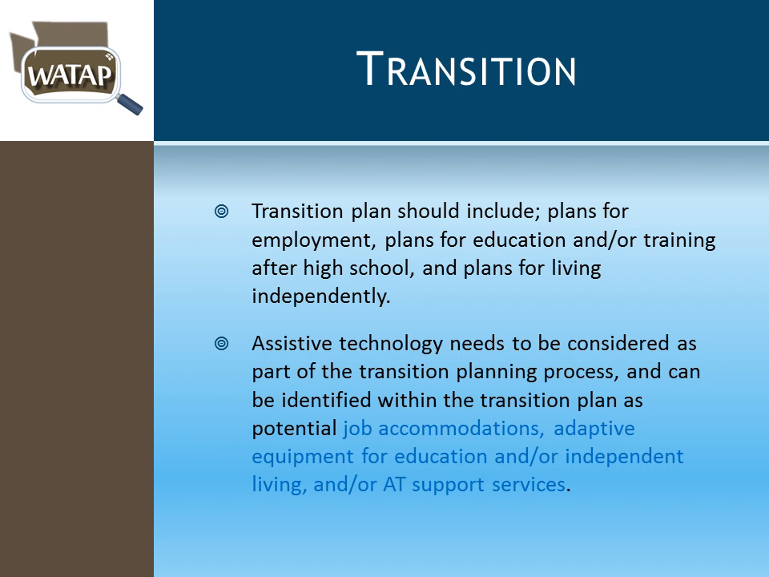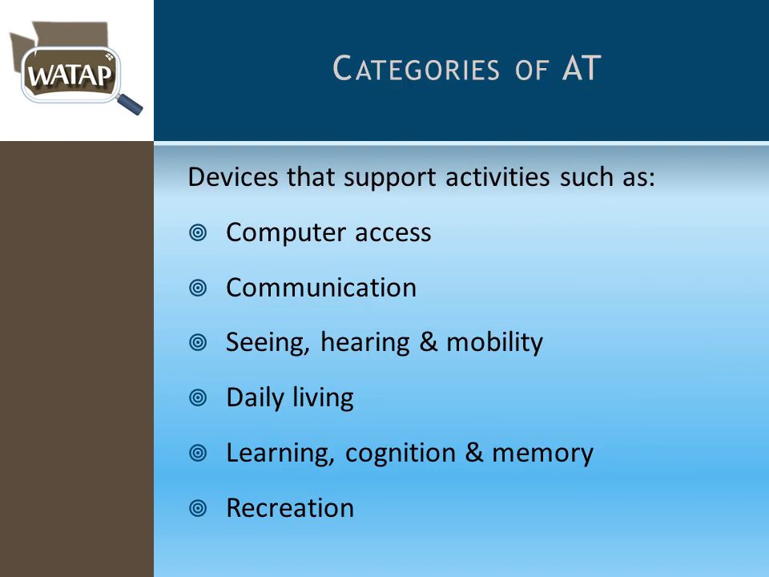Those are just some of the things that I will be highlighting today in the slides as we go through the various categories of assistive technology. These are the general categories that we tend to talk about when we talk about the various areas of AT. Computer access is a big one, communication, technology that can assist a person who has visual and or hearing loss and mobility loss, and daily living, cognition, learning, and memory, and recreation.